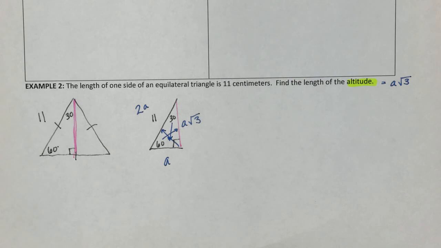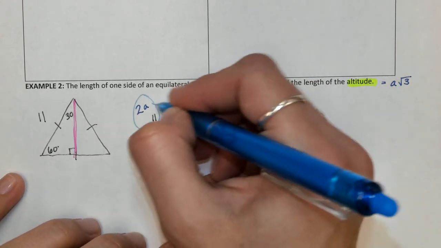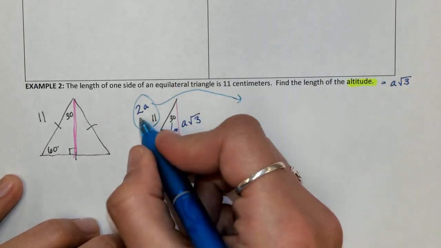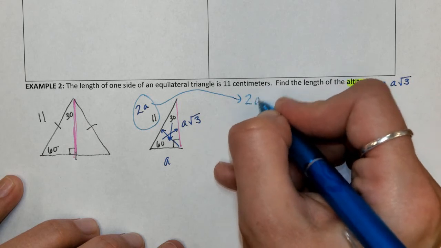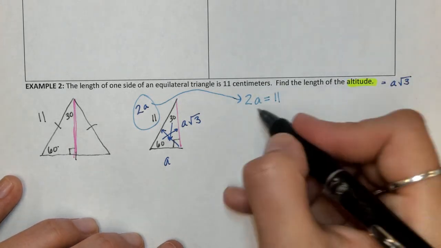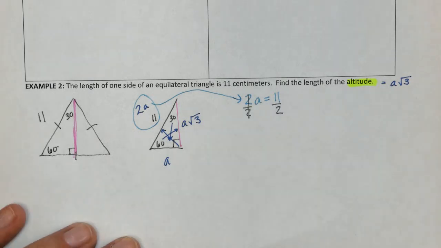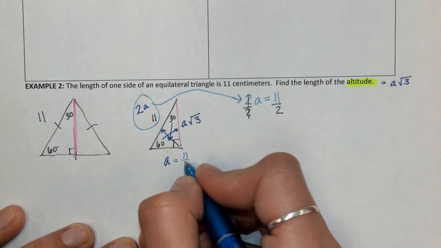I'm going to walk through this one simply because I want you guys to see how we don't want to end up with a decimal. If we start off with, let's just do it this way. We've got 2A is going to equal 11. We're going to divide both sides by that 2, so these cancel. What we're going to do is we're going to leave A as 11 over 2.